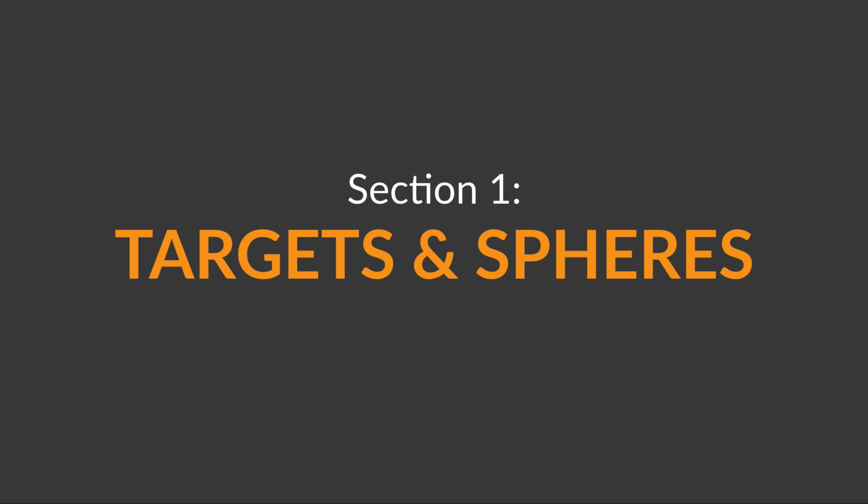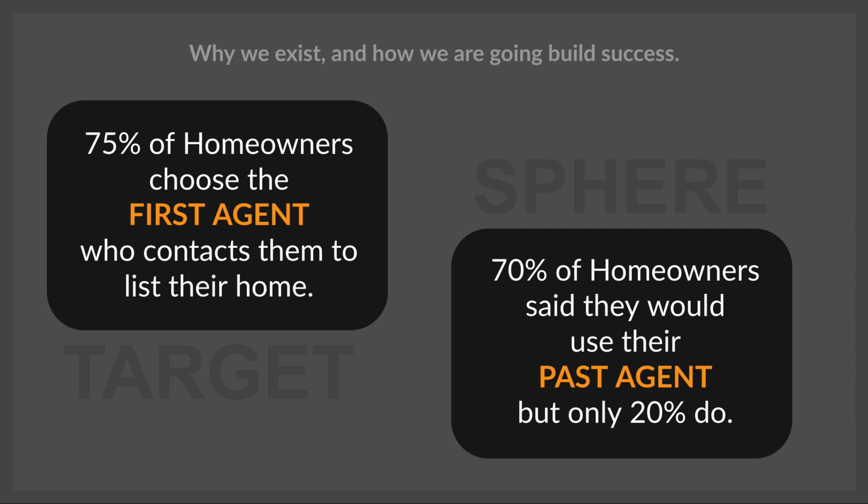So section 1, targets and spheres. This is really the bulk of what you need to understand as far as how we look at the market space and how we ultimately generate leads. We divide up the world into targets and spheres. To put it simply, targets are people that you don't know, and spheres are people that you do know.